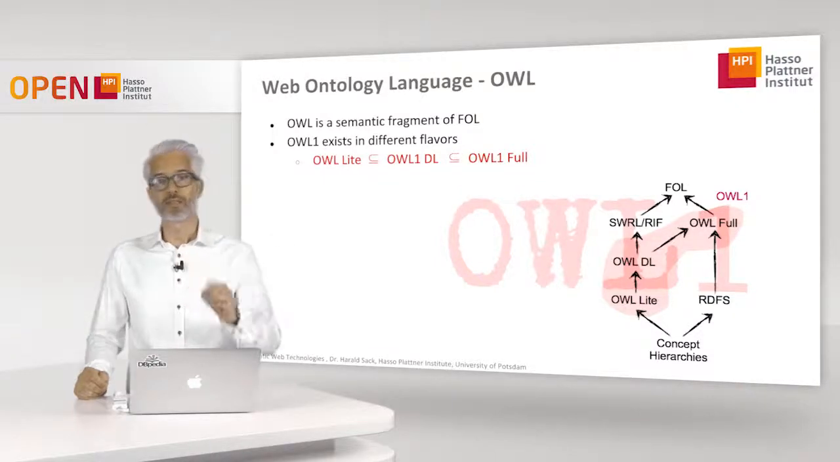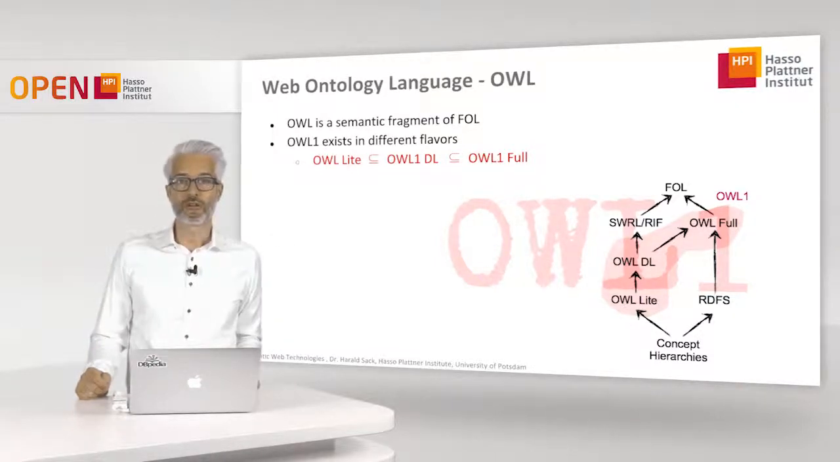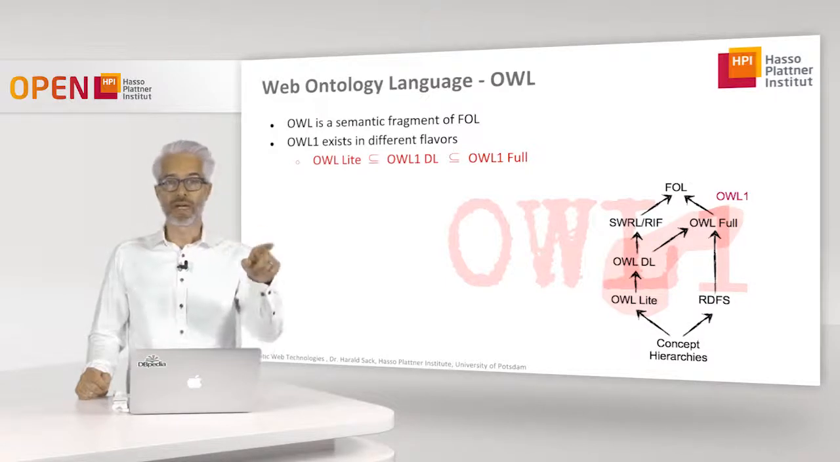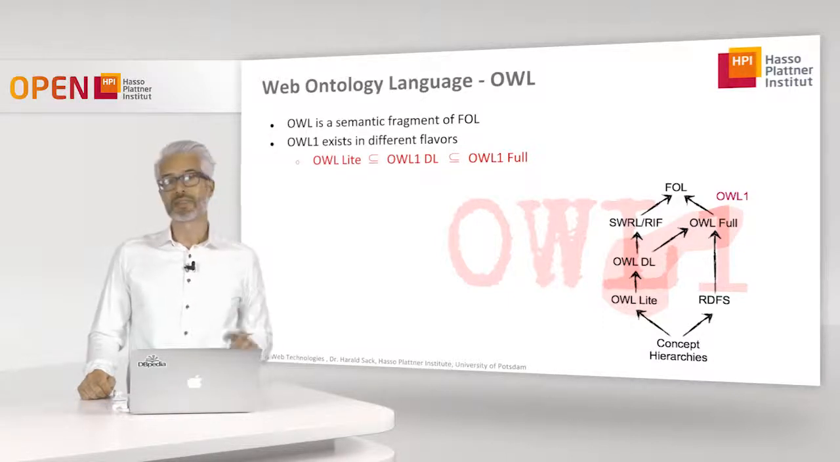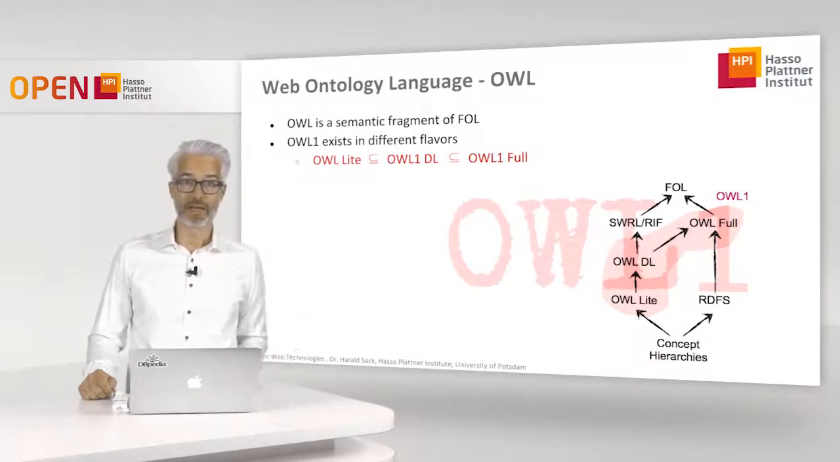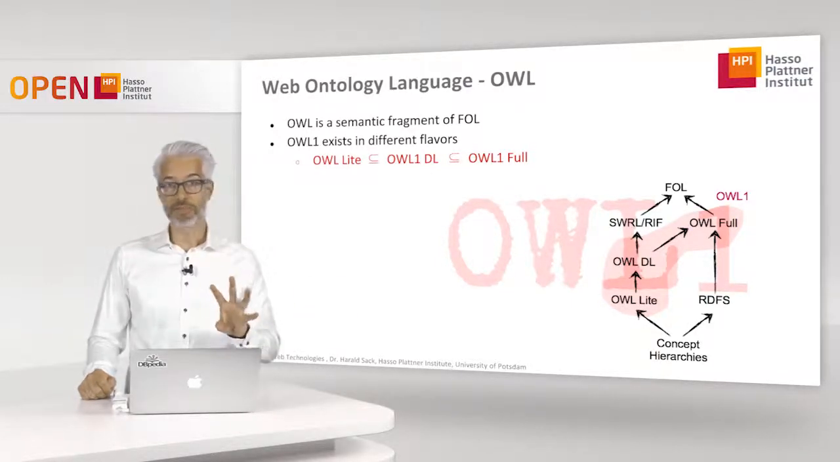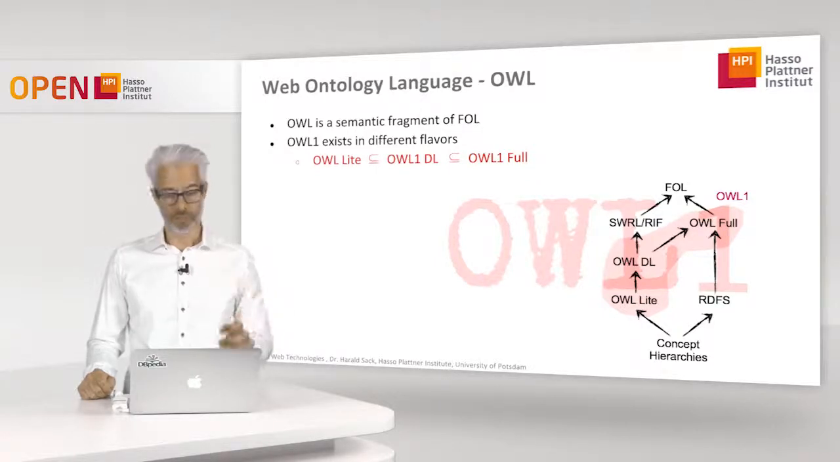And then you see on top you also have first-order logic, and between first-order logic and OWL DL on the left side you also see the abbreviations SWRL and RIF, and this is nothing else but a rule language, which we will also learn about later in the lectures. Okay, so this is the structure of OWL1.